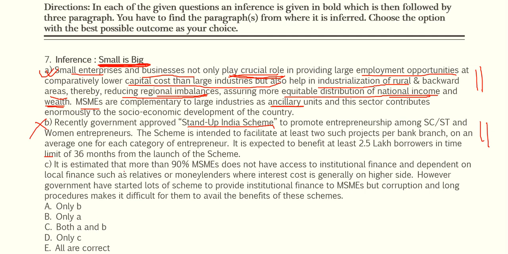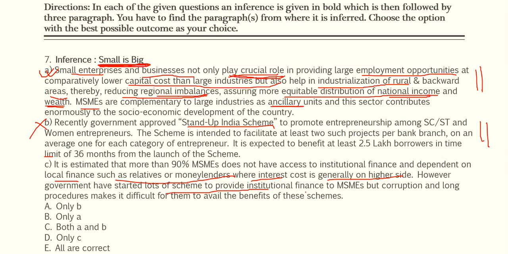Now the next one. It is estimated that more than 90% MSMEs do not have access to institutional finance and are dependent on local finance, such as relatives or money lenders, where interest cost is generally on the higher side. However, government has started lots of schemes to provide institutional finance to MSMEs, but corruption and long procedures make it difficult for them to avail the benefits of the schemes.